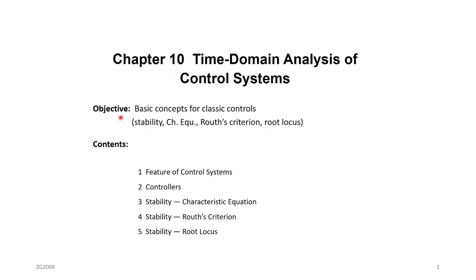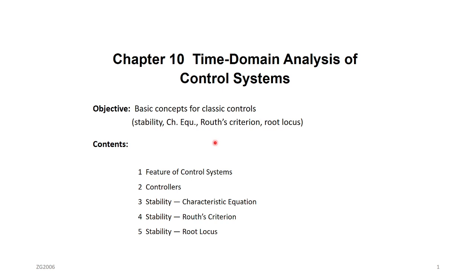Okay, so the objective of this chapter, the basic concepts of classic controls. This is the first chance for you to understand the control systems, how they work, and how to design the controller. This is our first chance in this chapter to design the controller for the transient response. When we say transient response, we're talking about the stability, the accuracy, and the speed of the response. We will talk about this, inshallah, later.